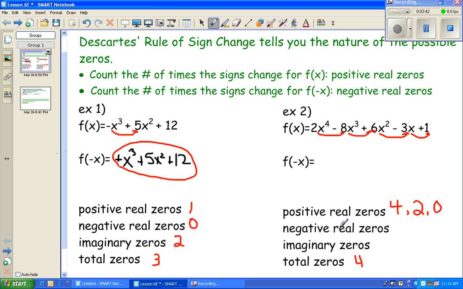So then we're going to try to find our negative real zeros. We'll come up and plug -x into this. When you raise a negative to an even power, it's going to stay positive. So this is 2x to the 4th. When you raise -x cubed, that's a negative times the existing negative, which is going to be plus 8x cubed.